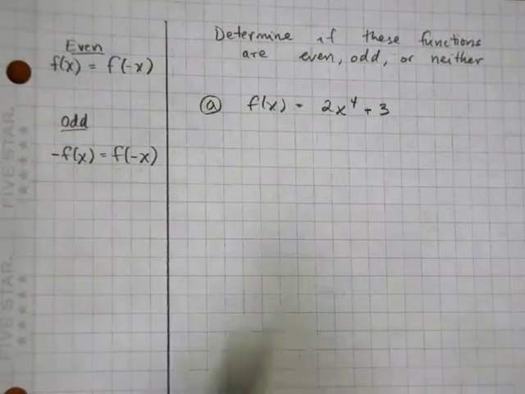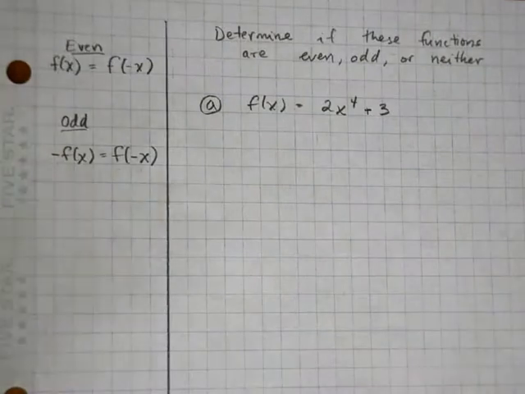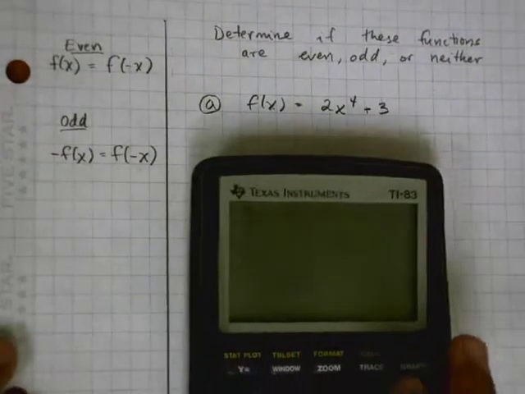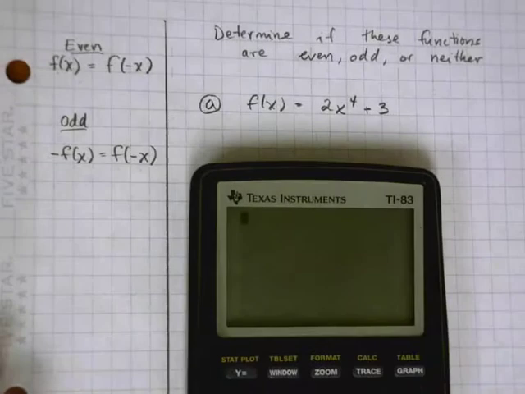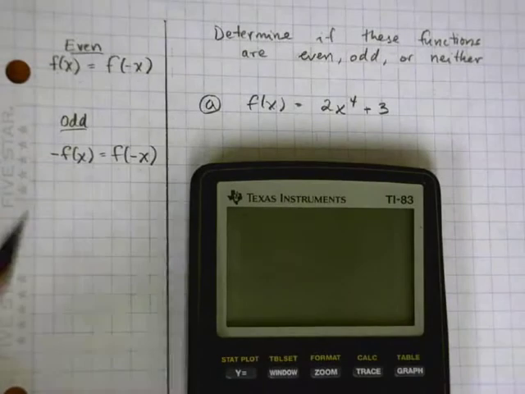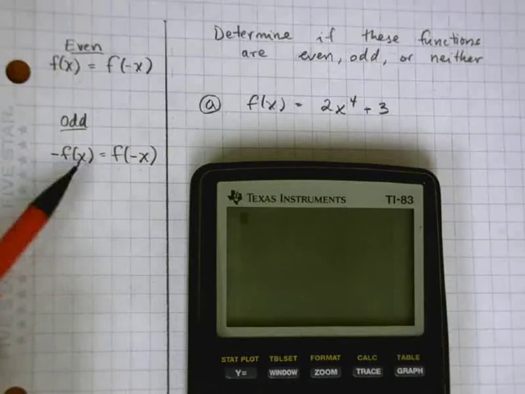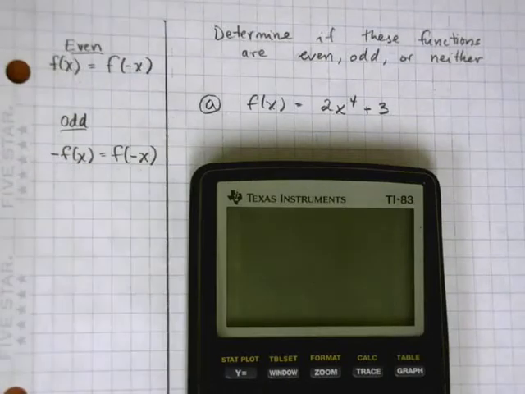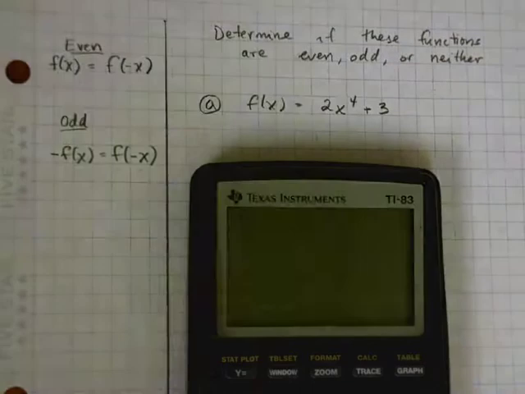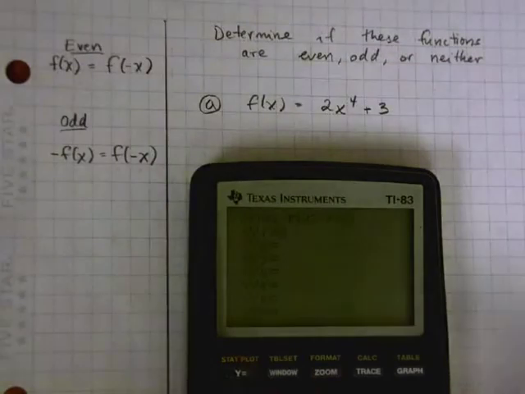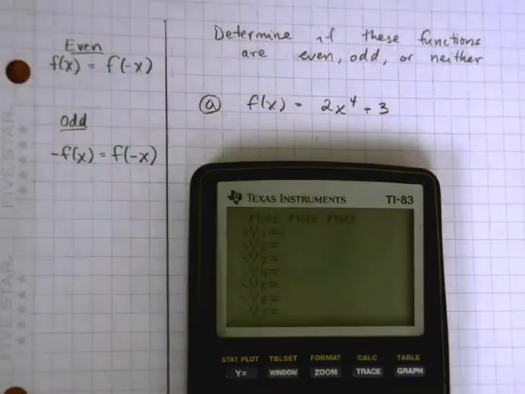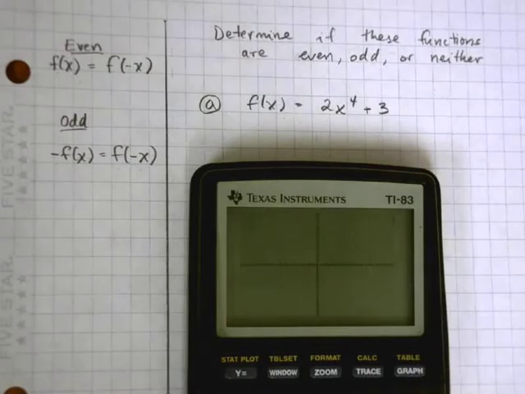Okay? And so when I have a function like this, the first thing I'm going to do is graph it, because graphing gives me a better idea of where to start. I can try to prove that it's even, or I can try to prove that it's odd. And when I have a graph of this, it's easier for me to decide which one to start with. So I'm going to try entering this into my calculator: 2x to the fourth plus 3, and then graph it.